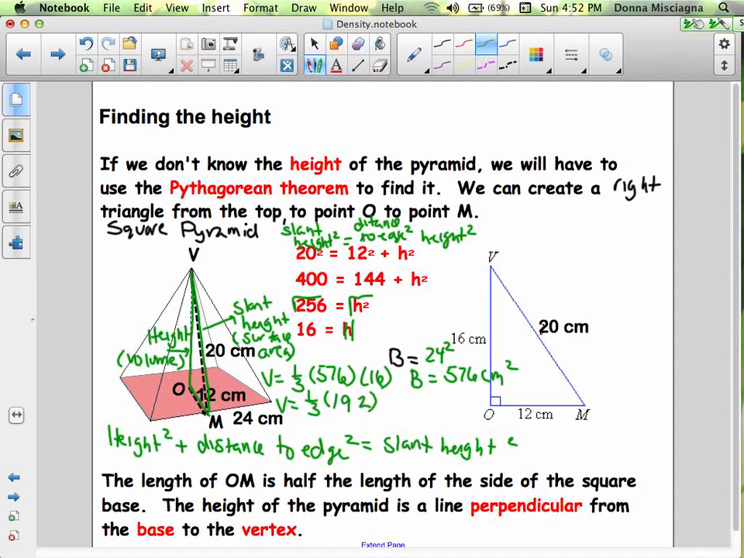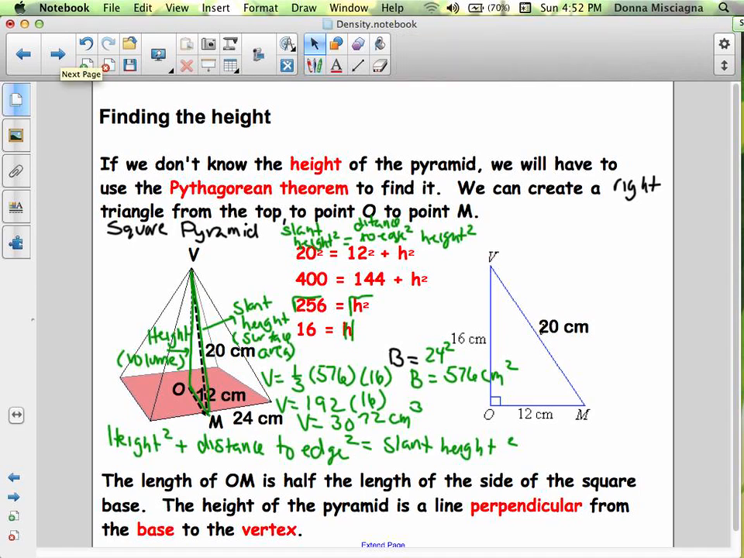So I multiplied by 3, but I wrote it in anyway. There's no more 1/3 once I multiply by a third. 192 times 16. I think I will use a calculator on this one, so I don't risk losing any decimals. So that would be 3,072 centimeters cubed. And there we go. Not too bad, right? This one's done. Let's do some more.